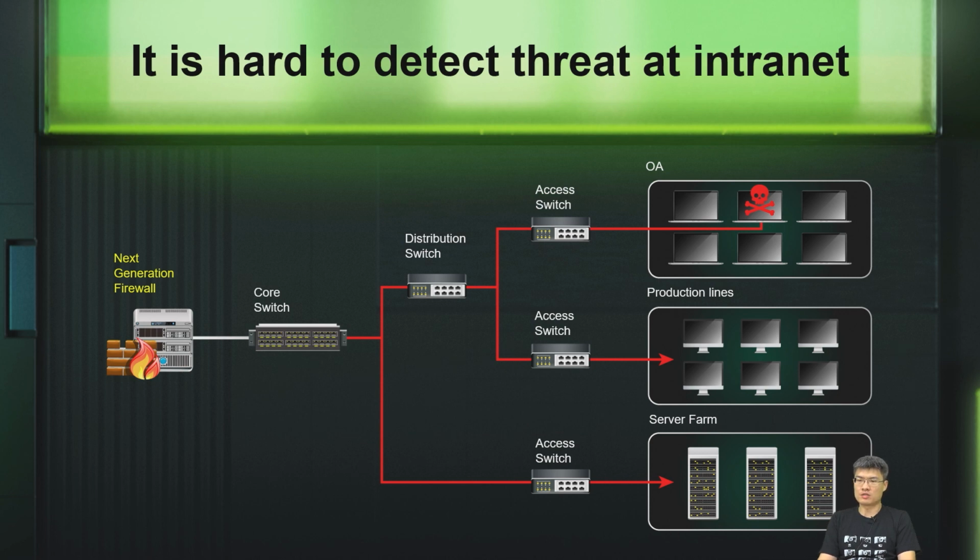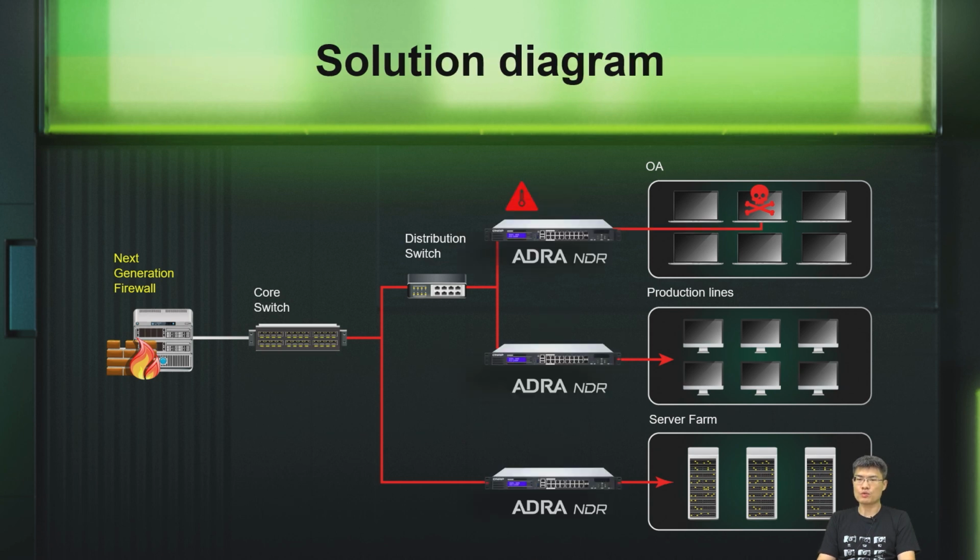So it is a little bit too late from the security point of view, because the firewall can only see the traffic passing through, maybe layer 3 or upper layers of the network. Then the firewall can detect it. So that's why we came out with the ADRA NDR, because it is based on a layer 2 edge switch, which means it will be put as close as possible to the edge devices.